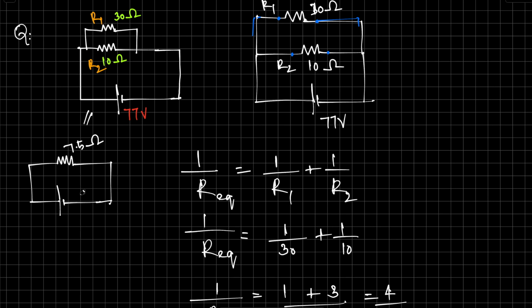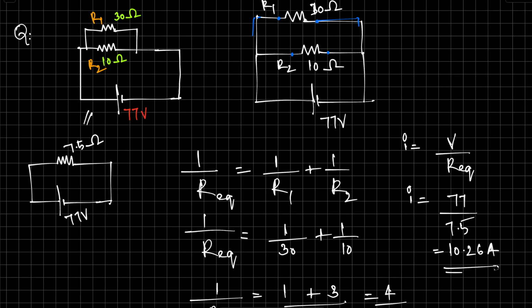Now we have a 77 volt battery and a 7.5 ohm resistor. How do you find the current? I equals V by Req. I equals 77 over 7.5, 10.26 amperes. 10.26 ampere of current is flowing through the circuit.